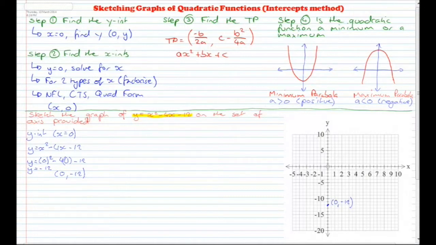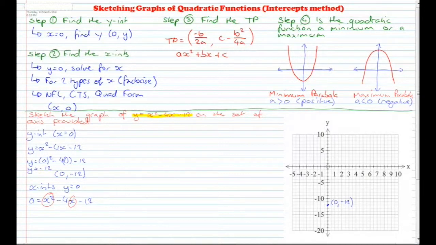Okay, so to find the x-intercepts, what we do is we write x-ints, and of course we make y equal to 0. So we go through now, we're going to make y equal to 0, so you get 0 is equal to x squared minus 4x minus 12. And the very first step that we need to do is look to see if it's got two types of x or one type of x. Well, it's got two types of x, as you can see, because we've got the x squared here and our x. So it's two different types of x, which means we must factorize.